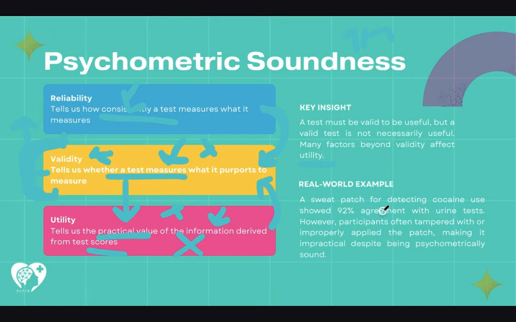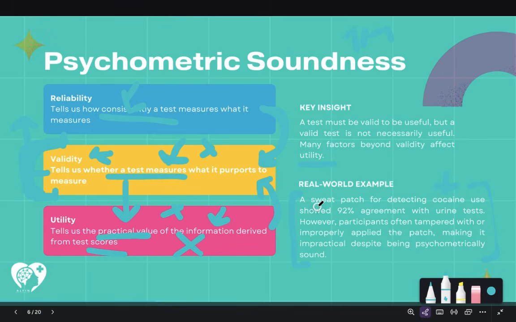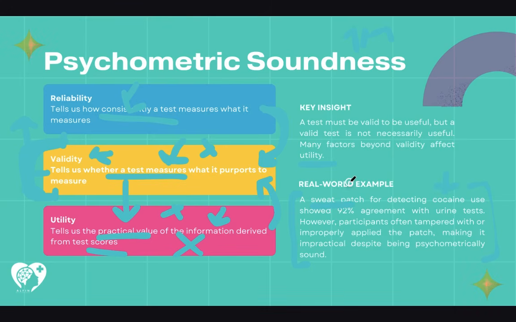So here's another example. It's in the book. The researchers developed a sweat patch to detect cocaine. Supposedly, you would urinate for a test. But they developed a new device or new product that you just stick on your arm and it detects right away. And the tool is good. It has 92% agreement with the urine test. Meaning, they compared its score to the sweat patch, and there was 92% agreement. So it's very reliable. It's also very high in validity.